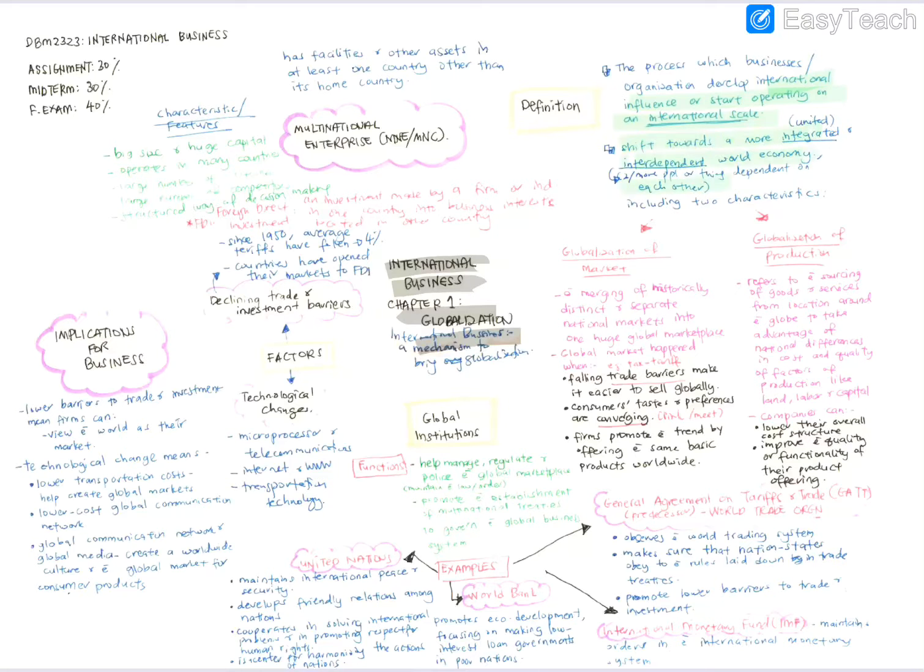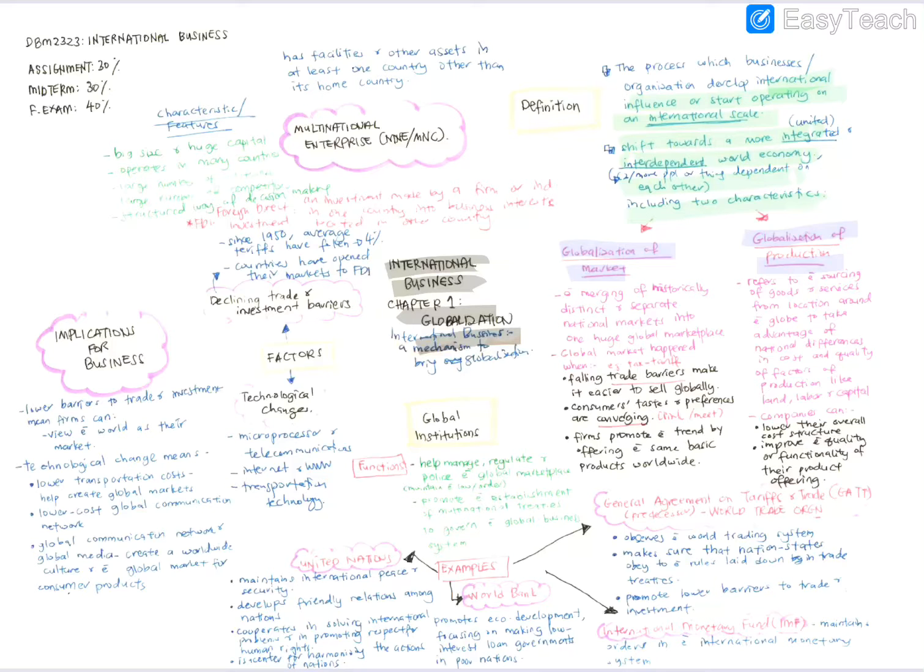When you talk about international business, you must know two characteristics inside globalization: globalization of markets and globalization of production. Market and also production. Must remember. So in this definition of globalization, we have market and also we have production.